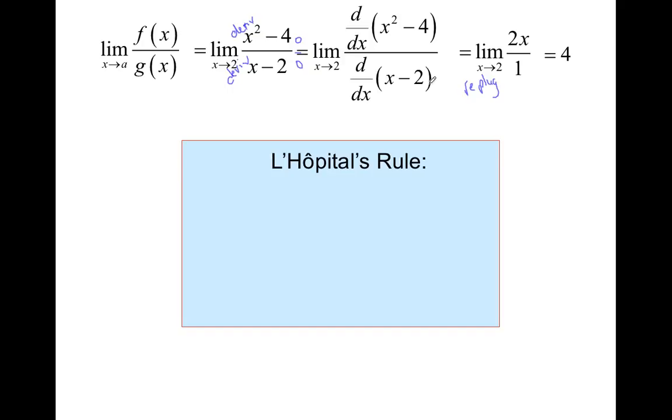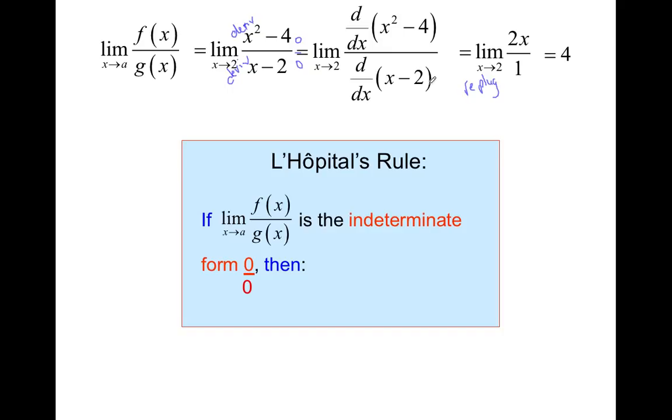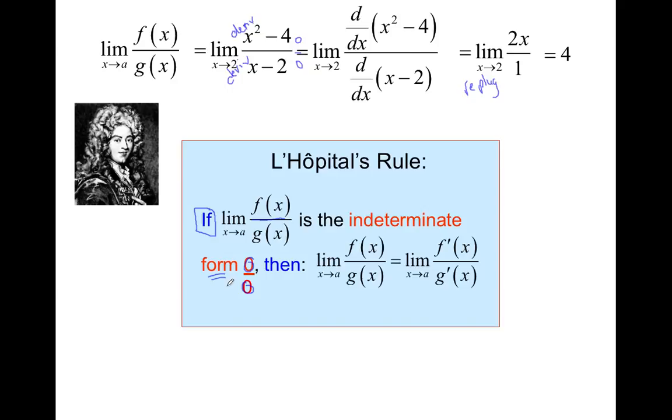So you don't have to remember that proof. You don't have to remember that graphical explanation. You just have to memorize that if, this is super important, if the limit of a ratio is indeterminate, and an indeterminate of the form 0 over 0, then you can replace the limit of the ratio of the functions with the limit of the ratio of the derivatives.